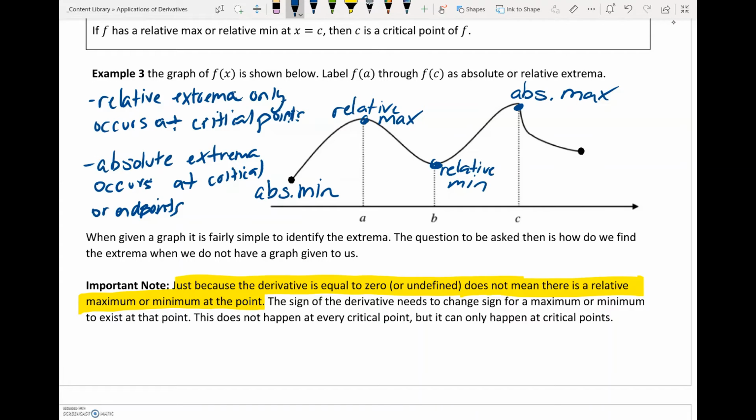So keep those two things in mind. When you're looking for relative extrema, that means that at that point, your derivative is going to be 0 or undefined. For absolute extrema, this can occur at a critical point. So again, if your derivative at that point is 0 or undefined, or it could happen at endpoints. So keep this in mind every time you're trying to find extrema.